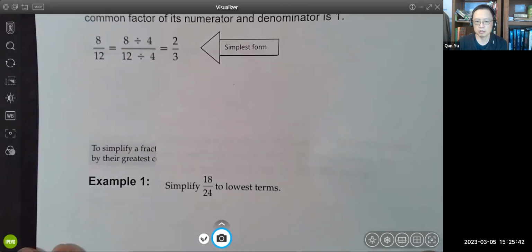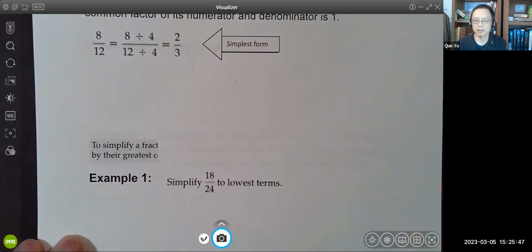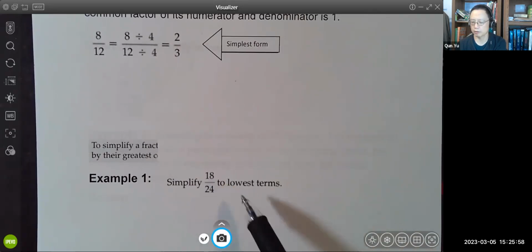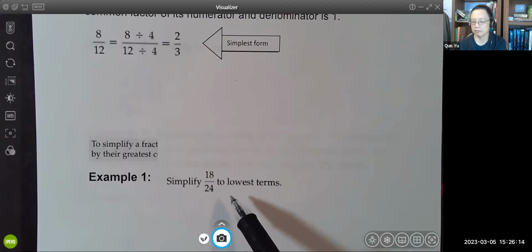Now let's look at our first example. Now we want to simplify 18/24 to its lowest terms. As long as we divide both sides by the same factor, same number, we will be able to reduce it. And you don't have to divide by the greatest common factor, but if you can identify the greatest common factor, in this case, which is 6, it's good. But you don't have to. As long as you divide both sides by the same number, you will reach the lowest terms in the end.